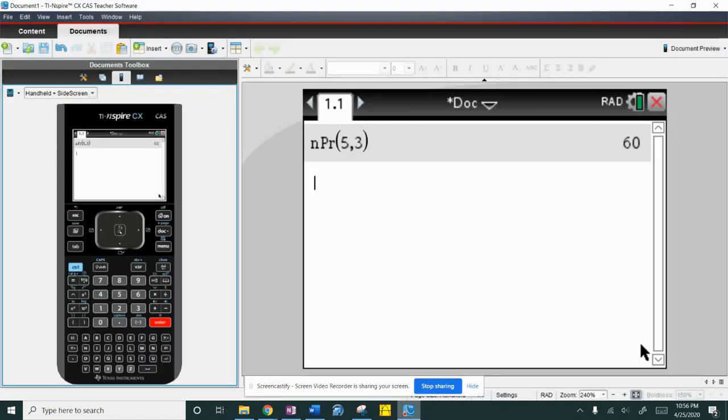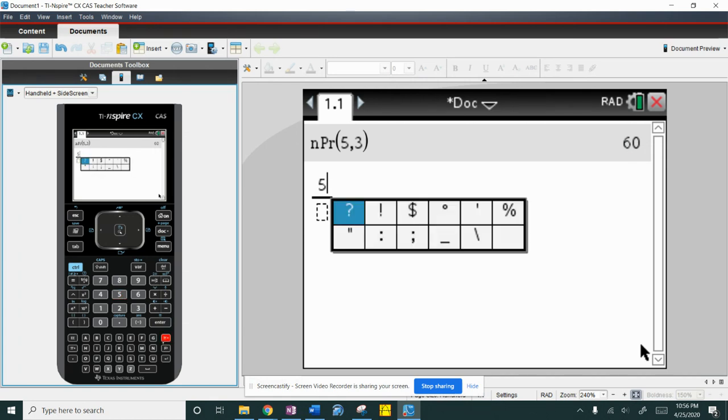And I'm going to show you that on the calculator. So I'm going to do control divide. I've got 5. Remember, I get the factorial from this little menu right below enter.